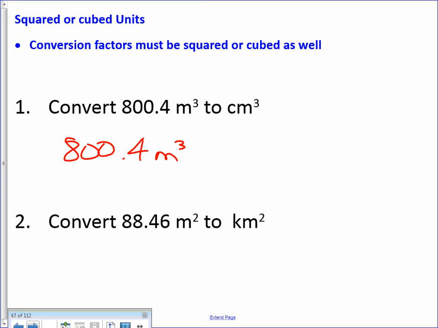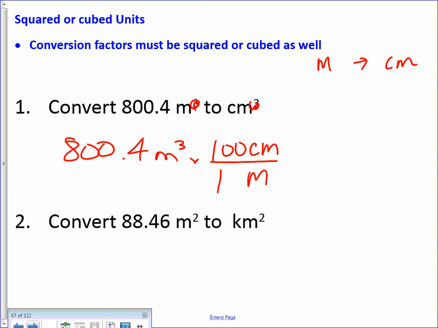That needs to take meters cubed to centimeters cubed. I don't know that conversion though. What do I know? I know the meters to centimeter conversion. So for a second, scratch or ignore your cubeness. And I need to cancel meters. Meters goes on bottom. I want to get to centimeters. Centimeters goes on top. Which is bigger? Meter. How many centis in a meter?